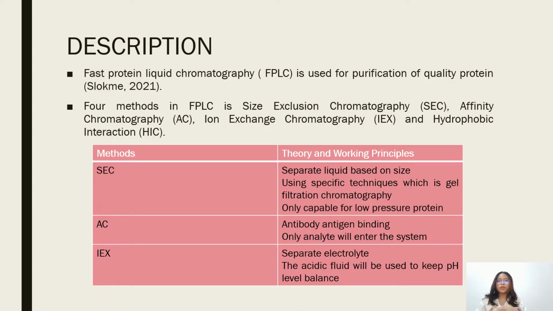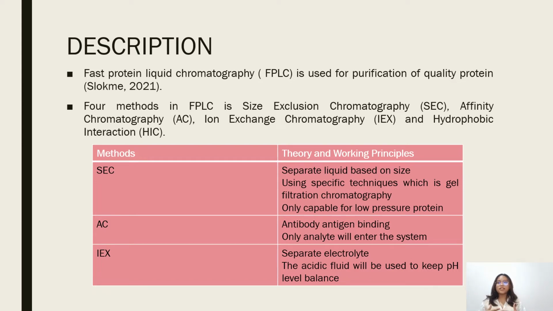According to SlopeMed 2021, FPLC is used for purifications of quality protein. There are 4 methods used in FPLC, which are size exclusion chromatography (SEC), affinity chromatography (AC), ion exchange chromatography (IEX), and hydrophobic interactions (HIC).